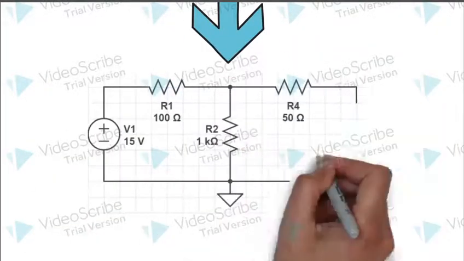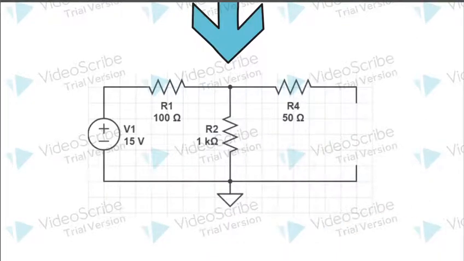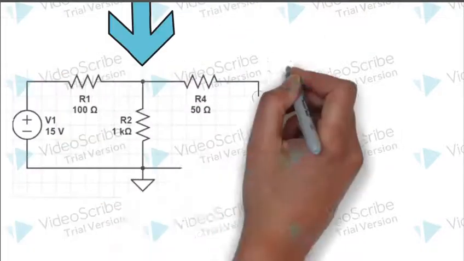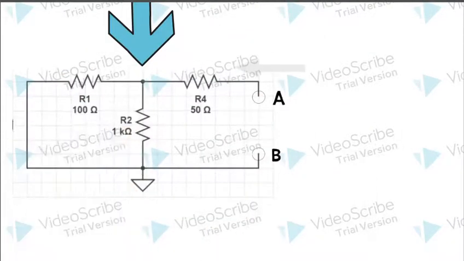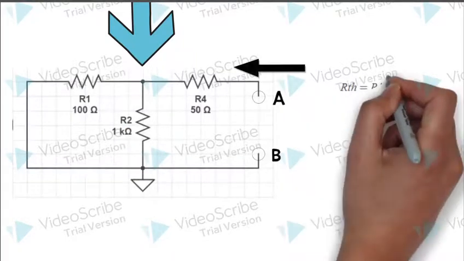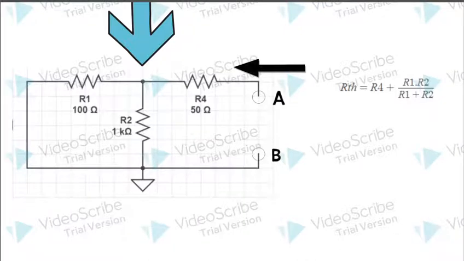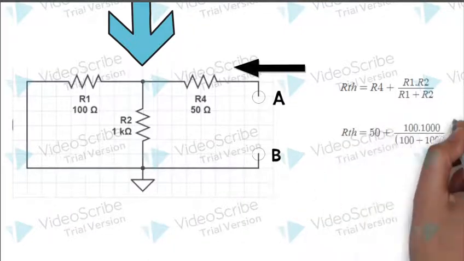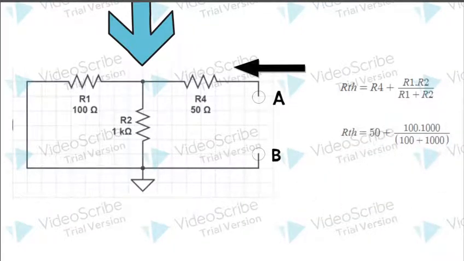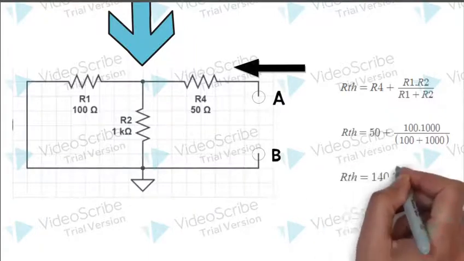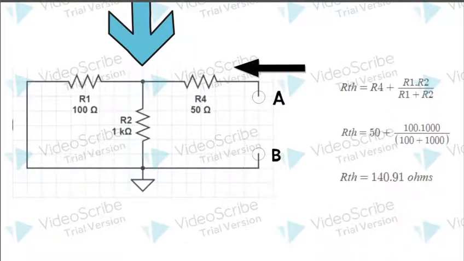We then remove resistor 3 as it is specified as the load element and label A and B across its path. Step 3. We remove the power source and calculate the resistance coming from right to left. In this example, we have R4 in series with the 2 parallel resistors R1 and R2. We then get the following equations, resulting in a Thevenin resistance of 140.91 ohms.